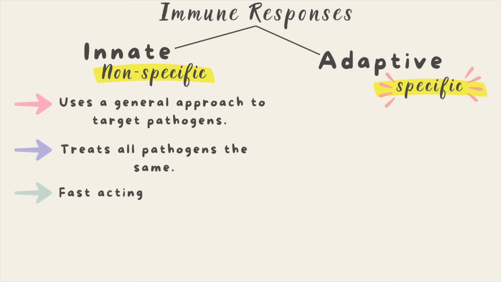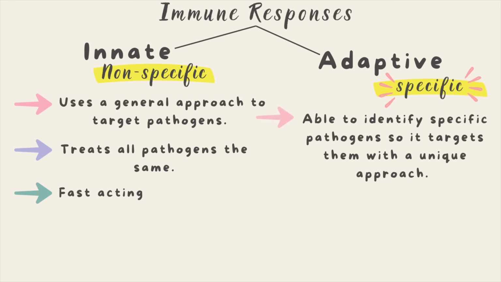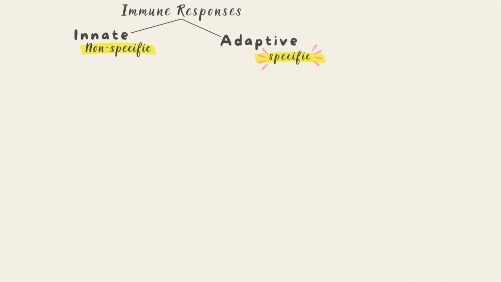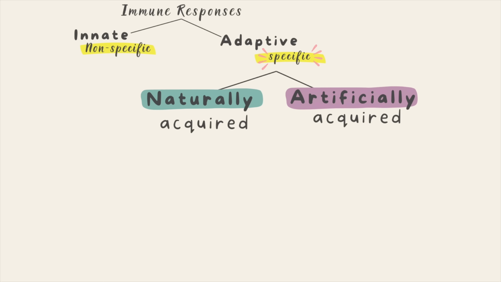The adaptive immunity or specific can identify specific pathogens, so they respond to each pathogen uniquely. They treat all pathogens different. So one type of bacteria they will kill using one way, and another type of bacteria they will kill using another way. These are also slow acting because they require a bit more time to recognize and differentiate types of pathogens. Adaptive immunity can be further broken down into naturally and artificially acquired.